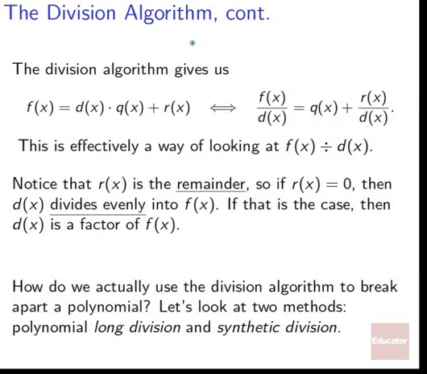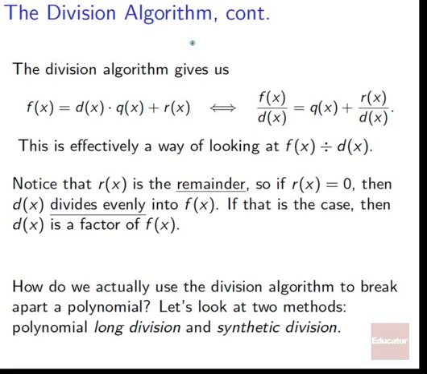The division algorithm is giving us this idea that if we've got some polynomial f of x, we can break it into the divisor times the quotient plus some remainder, which alternatively we can express as the polynomial that we're dividing, divided by its divisor, is equal to the quotient plus the remainder also divided by the divisor. This is effectively a way of looking at f of x dividing d of x, seeing what's happening here.